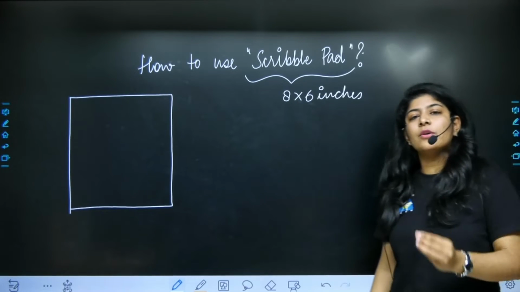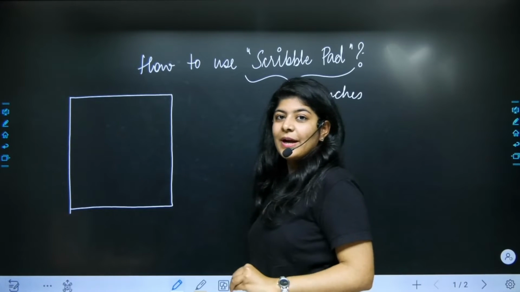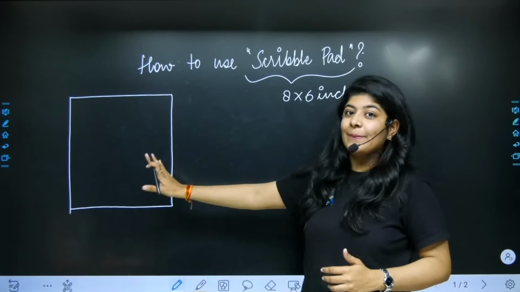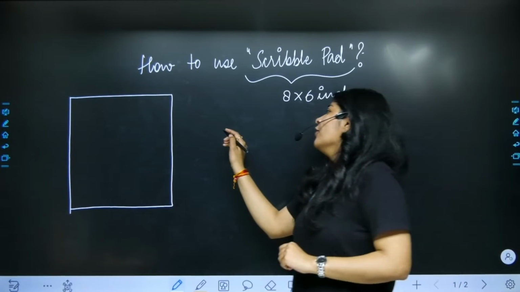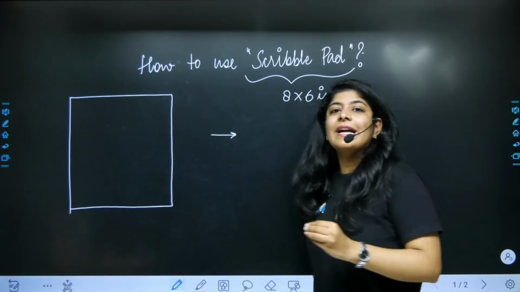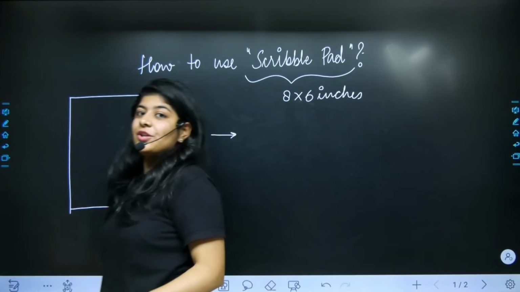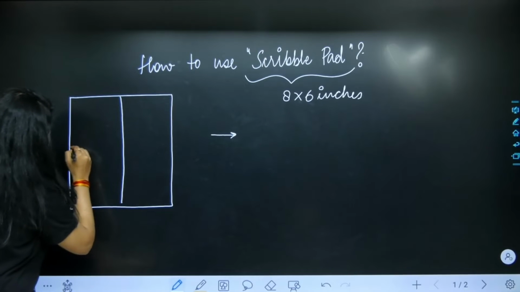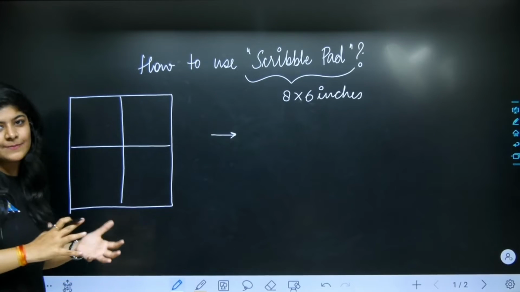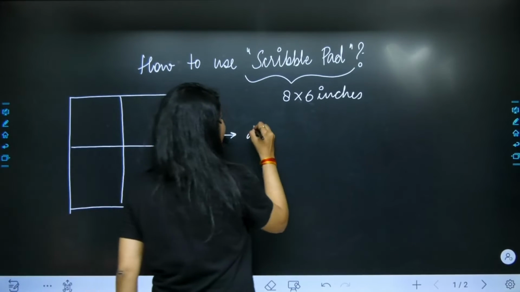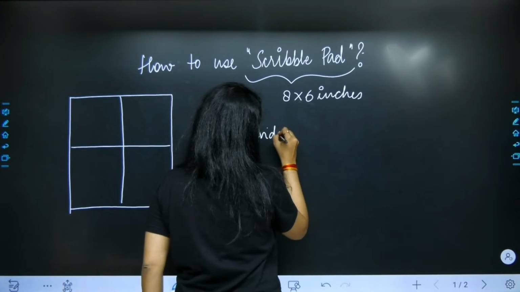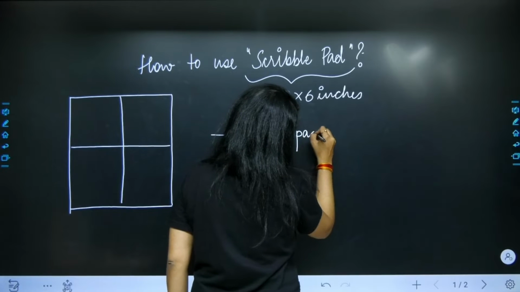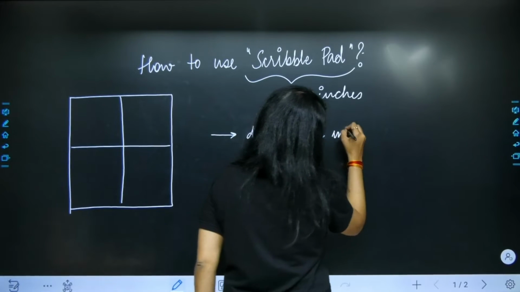There are some important points which we should keep in mind while attempting our GATE examination and while using this scribble pad in that exam. First, we should divide this scribble pad into partitions, or parts. Let's suppose we divide this page into 4 or 5 parts as per the need. So we should divide the page into partitions.